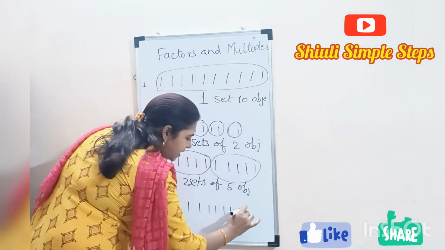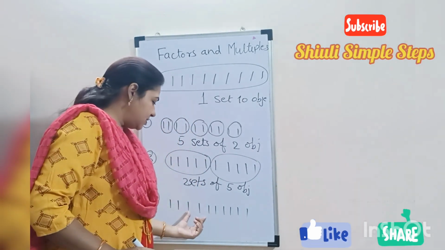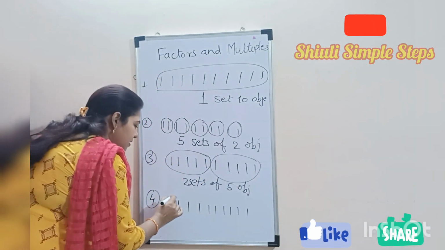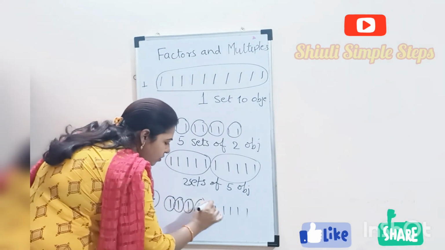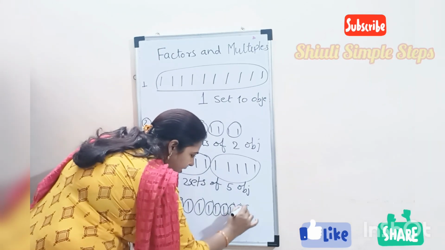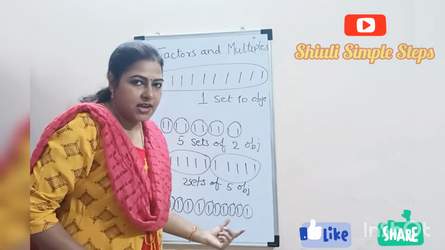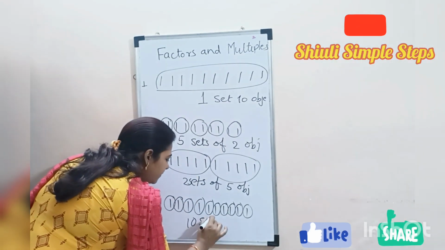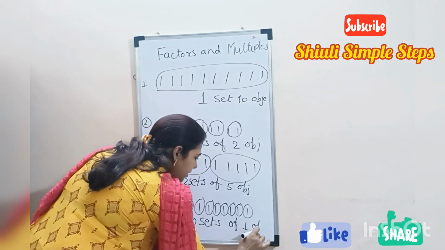Or we can arrange this collection in a fourth way, that is 1, 2, 3, 4, 5, 6, 7, 8, 9, 10. Now in the last step we will take one object in one set. Okay. Here this is 1, 2, 3, 4, 5, 6, 7, 8, 9 and 10. Here we have 10 sets of one object. We will write it as 10 sets of one object.